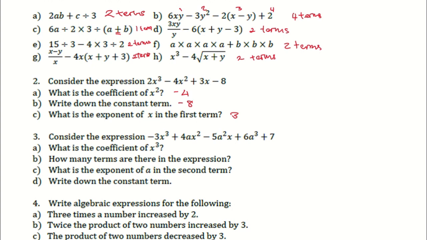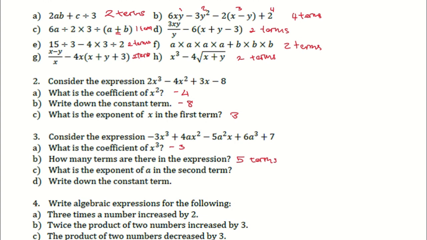Looking at question number 3, they ask us now, consider the expression negative 3x to the power of 3 plus 4x squared minus 5a squared x plus 6a to the power of 3 plus 7. They ask us, what is the coefficient of x to the power of 3? The coefficient at that one looks to be negative 3. Moving on now to the next one, they ask us, how many terms are there in this expression? If we count the terms, we have 1, 2, 3, 4, 5 terms. So that means there are 5 terms.